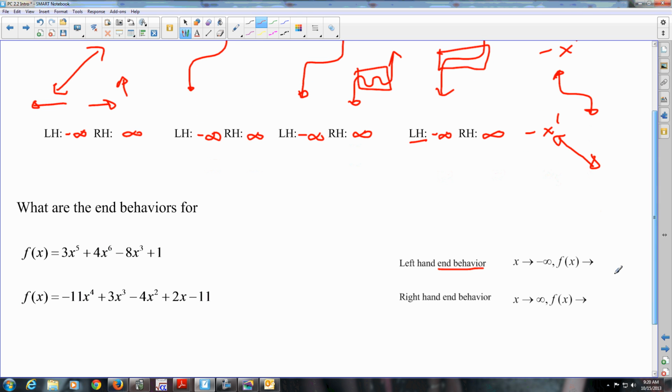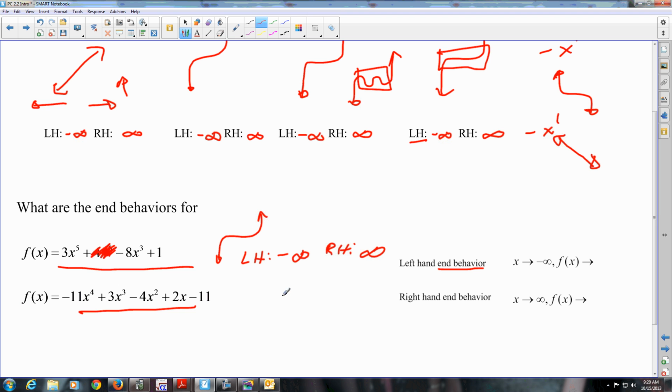So looking at this, the degree, whoops, I've got mistaken equations. These are the same equations as on the previous page. Well, I'm going to have to change that. So how about, for the sake of argument right now, I get rid of this. Okay? This would be an odd degree positive leading coefficient, so the gross shape is this. So the left-hand end behavior is going to be negative infinity. The right-hand end behavior is going to be positive infinity.